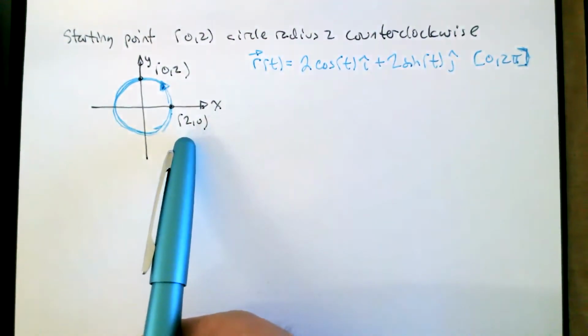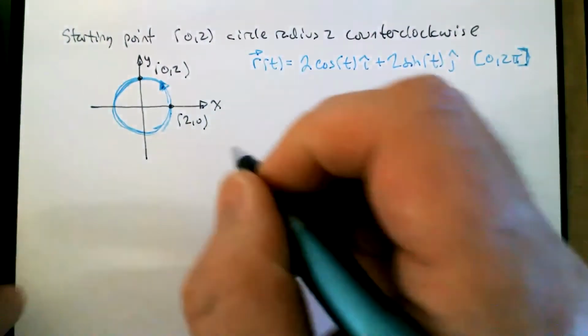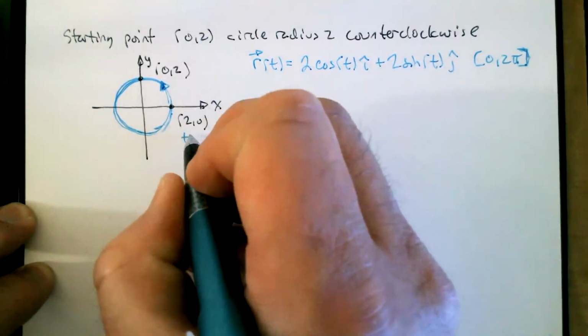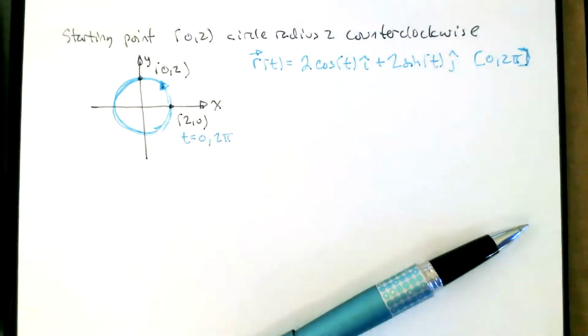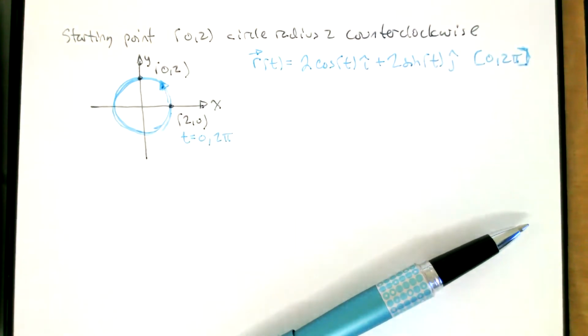When t is equal to 0, we're starting off at the beginning, and since we're going around once, 2 pi would bring us all the way back around full circle.